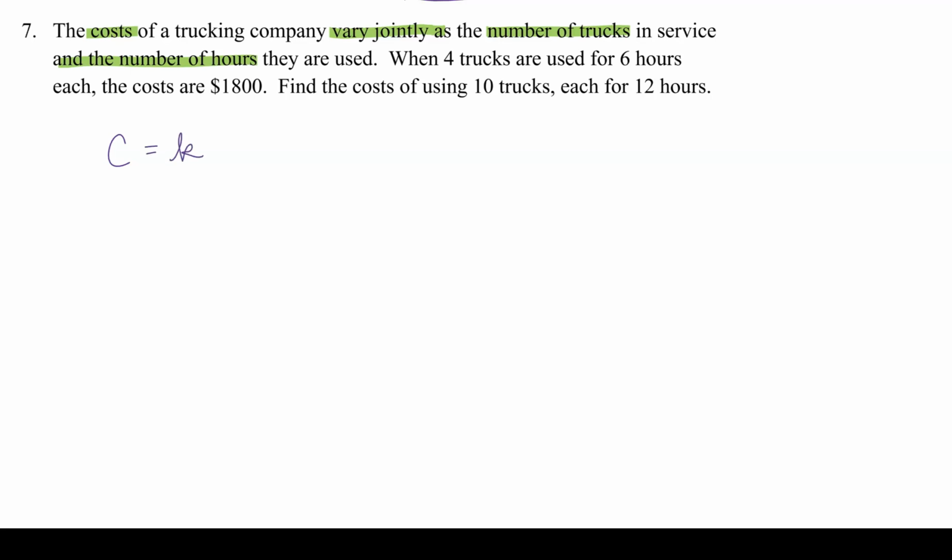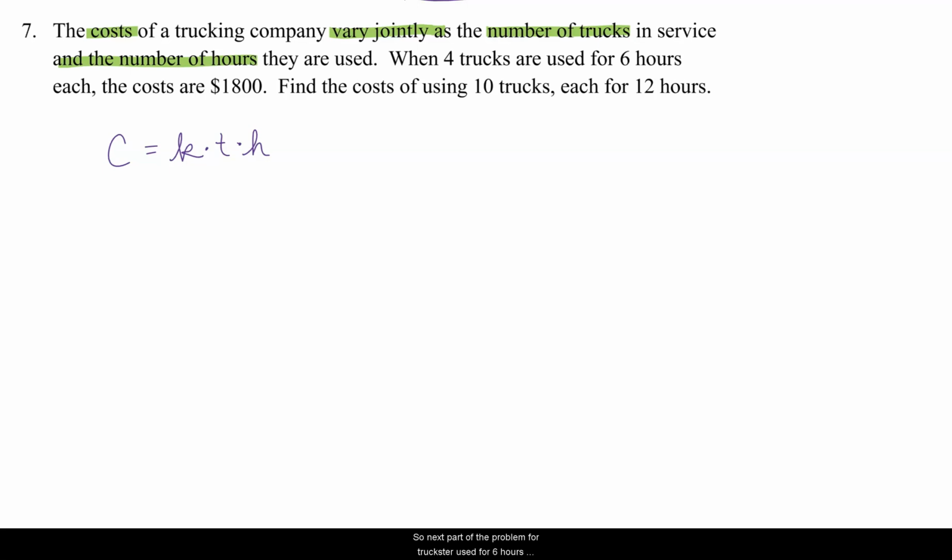Costs, there's our constant. It doesn't tell us inversely or any other words, so this is just straight multiplication. Number of trucks, so we can call T for trucks, and the number of hours, we can let that be H. And then, just like before, one part of the problem tells us how to find K. The next part of the problem will tell us to find one of those three missing variables.